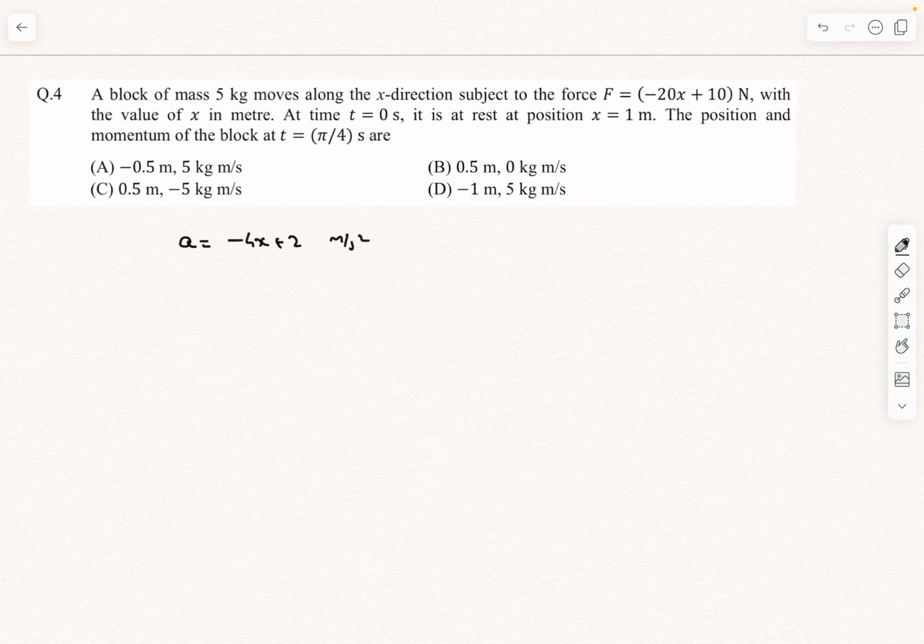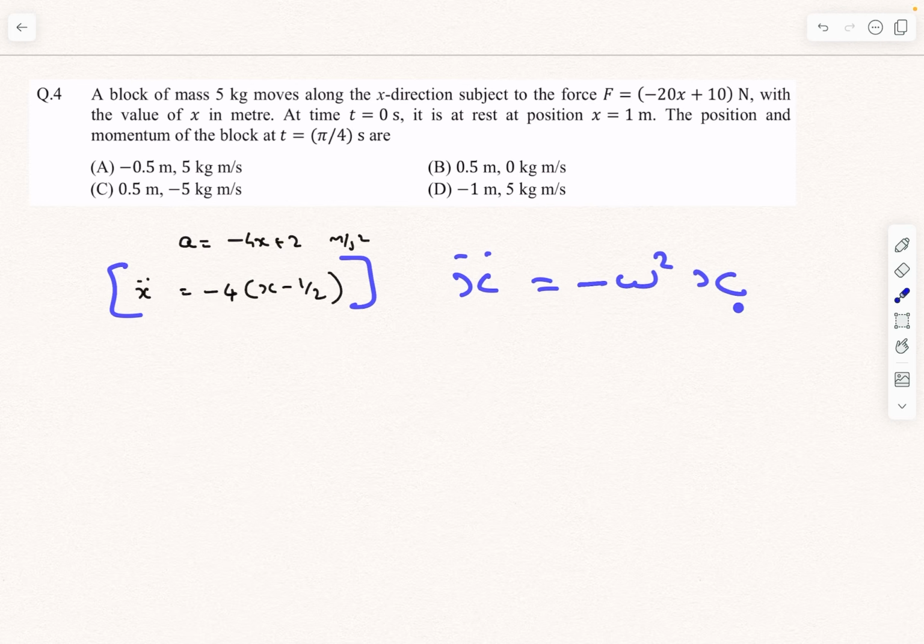Okay, so firstly guys, this is clearly an SHM, because a is directly proportional to minus of x. If you are not able to see it, all you have to do is take minus 4 common, and you can see that the internal term becomes x minus half. Okay, and a is nothing but the double derivative of the position. Now this equation is the same as the general differential equation, which is x double dot equals minus omega squared x, but the difference is that here instead of x we have x minus half. So this is exactly the same, but here the equilibrium position is x equal to half.